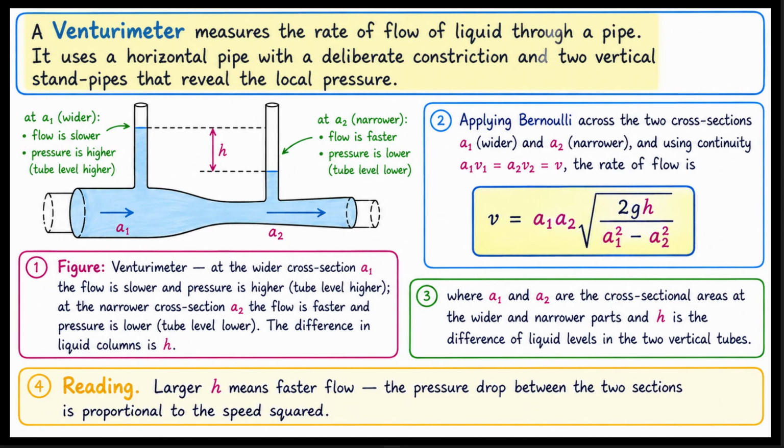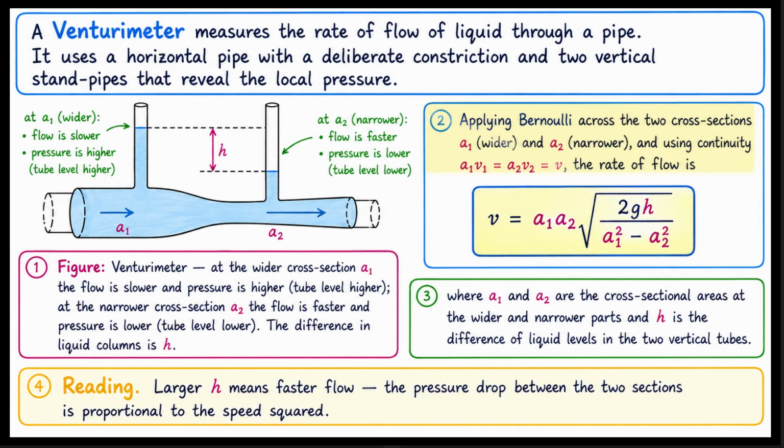A Venturimeter measures the rate of flow of liquid through a pipe. It uses a horizontal pipe with a deliberate constriction and two vertical standpipes that reveal the local pressure. At the wider cross-section A1, the flow is slower and the pressure is higher, so the liquid in the standpipe sits higher. At the narrower cross-section A2, the flow is faster and the pressure is lower, so the standpipe level is lower. The difference between the two liquid columns is H, applying Bernoulli across the two cross-sections.